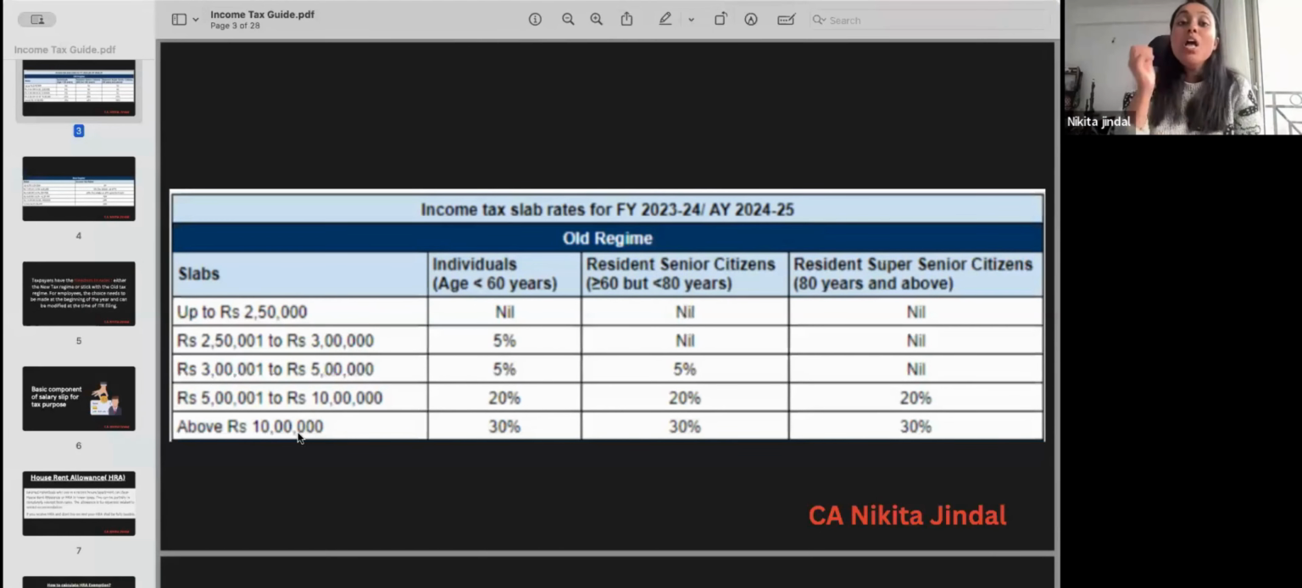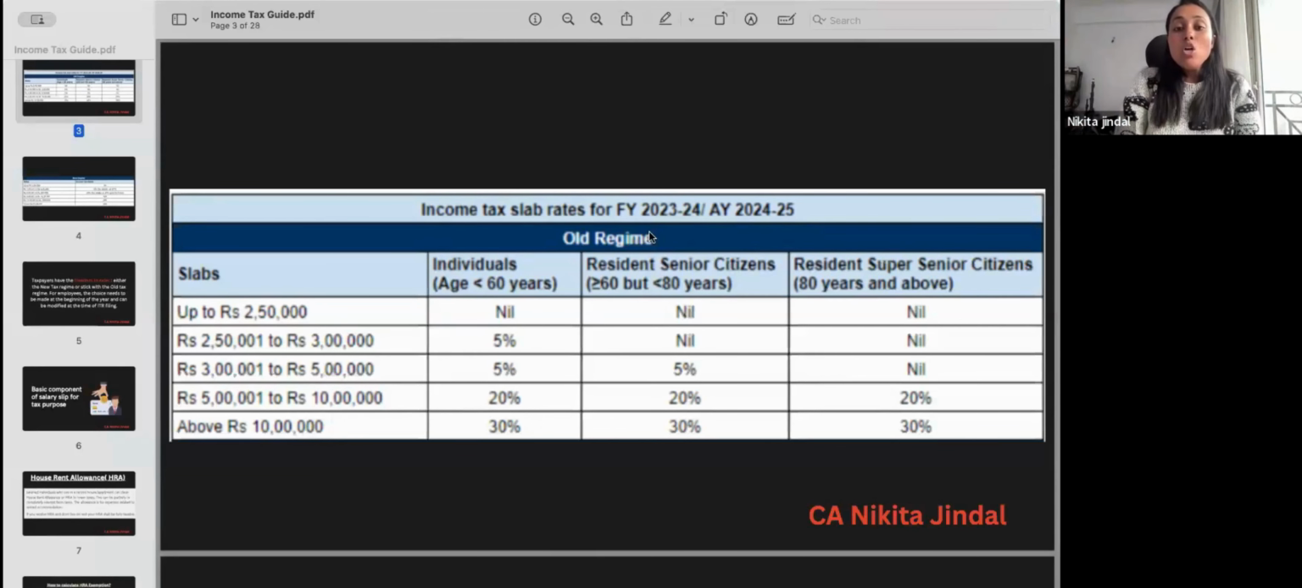So for example, if your income is 15 lakh, the initial 2,50,000 is exempt. Between 2,50,000 and 5 lakh, you pay 5% tax. From 5 lakh to 10 lakh, you pay 20% tax, and above 10 lakh, that is 15 lakh minus 10 lakh, which is 5 lakh, you pay 30% tax. So this is how it works.